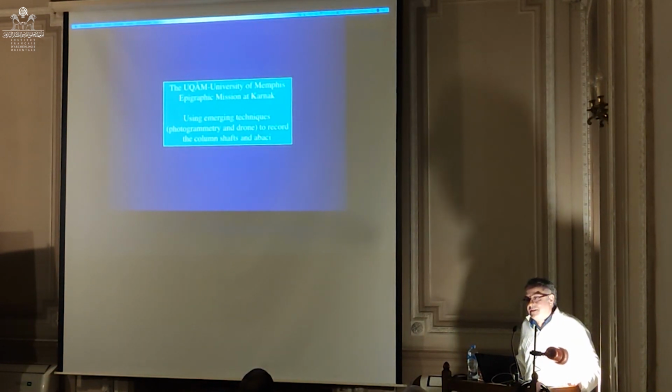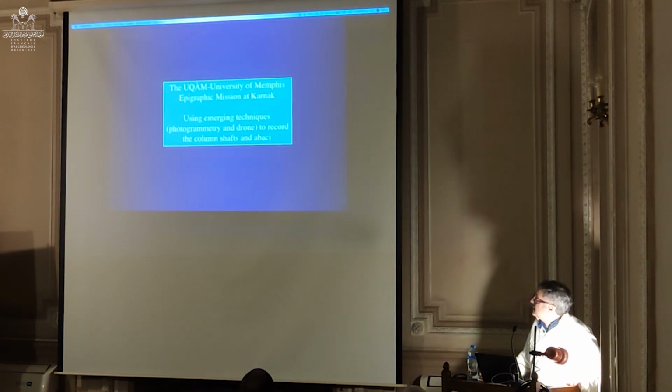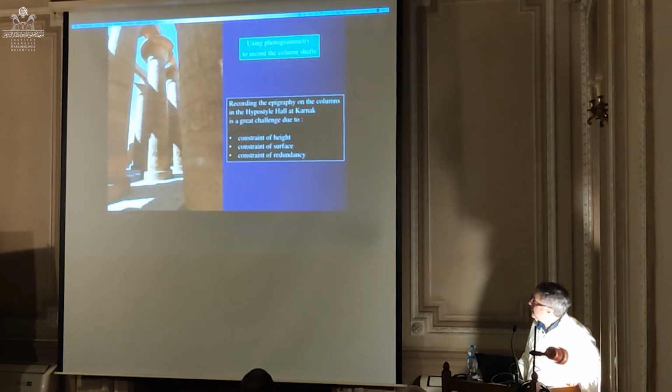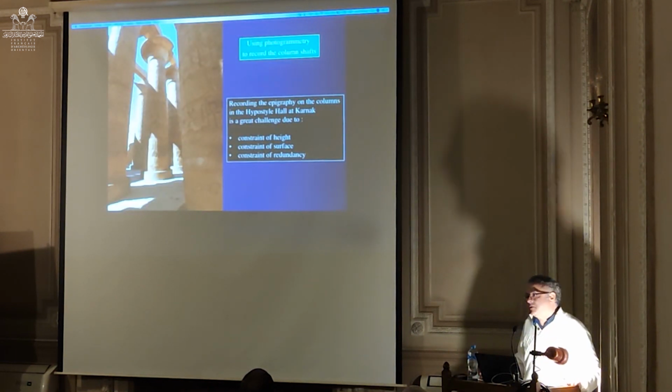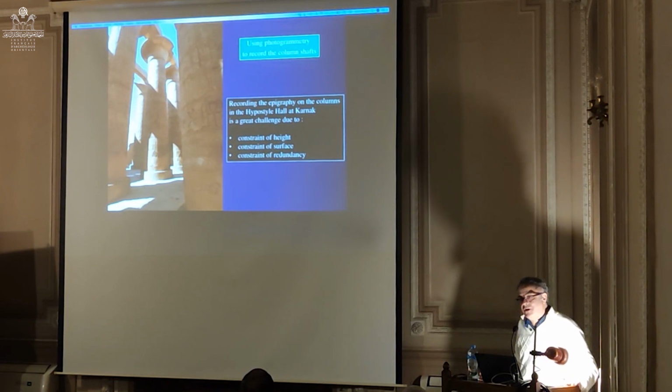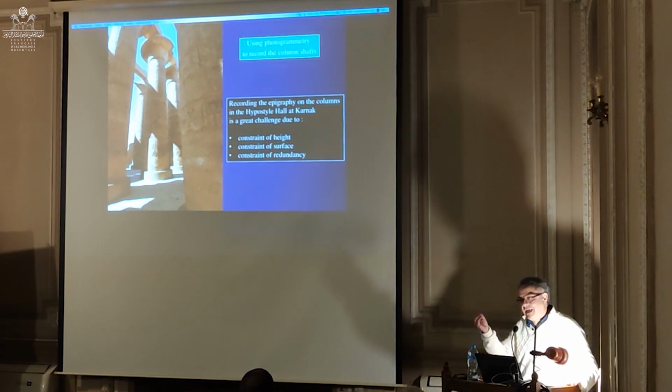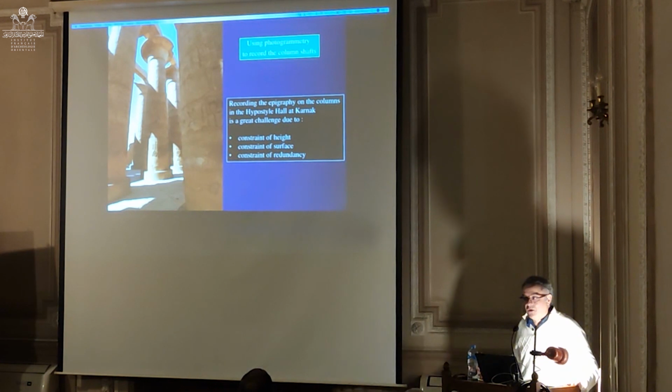So one aspect, as I told you, that we would like to deal with here is the use of emerging techniques, especially photogrammetry and the use of the drone to record the column shafts and the abaci. Doing so is necessary, and this may explain why there hasn't been up to now a really thorough, systematic study of the Hypostyle Hall. Many researchers have always dealt with one specific aspect of the hall, but not an overall approach.